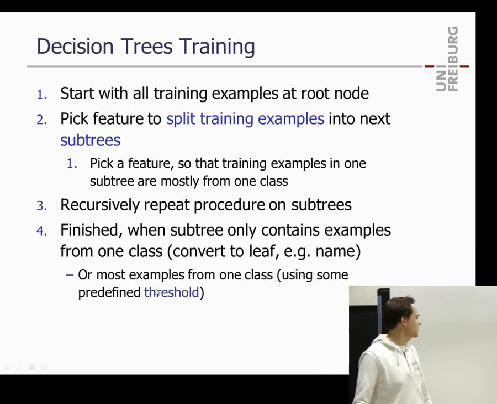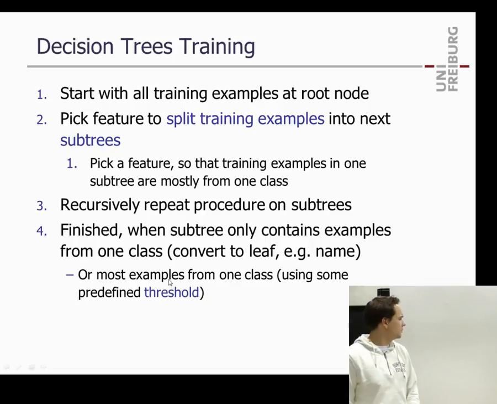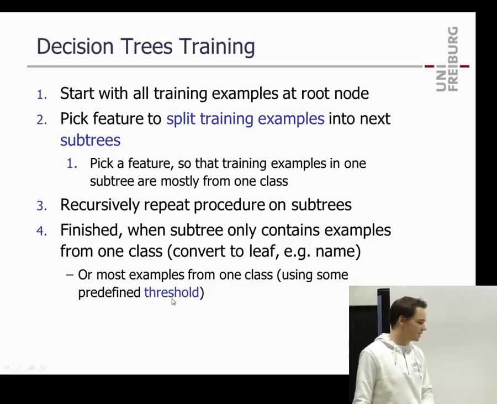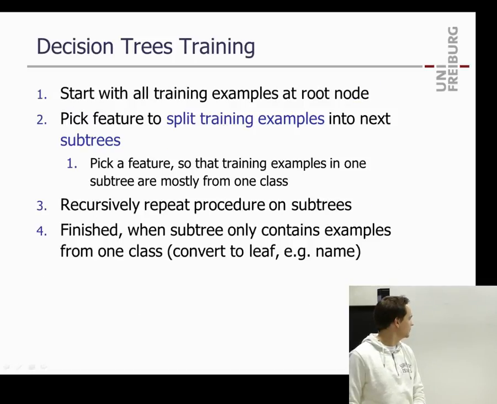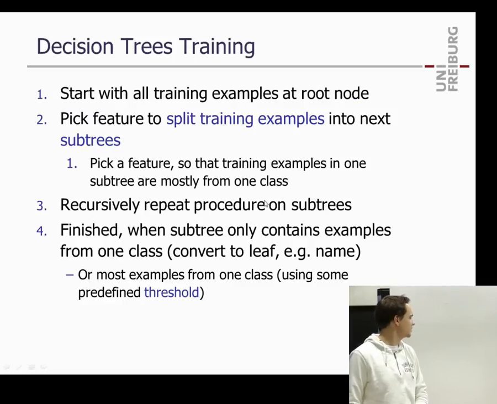There's one more thing. Usually, you will probably not be able to split it so well that you always arrive at just one class. And then you use some threshold, like let's say if 90% are names, then I just stop. And then you can also decide whether you will classify this always as a name or whether you will give some kind of estimate, okay, 90% chance is a name. But basically you just split down until you can't split anymore.